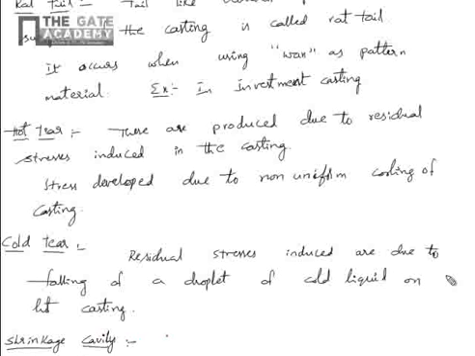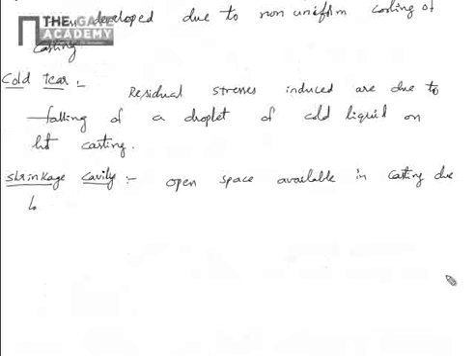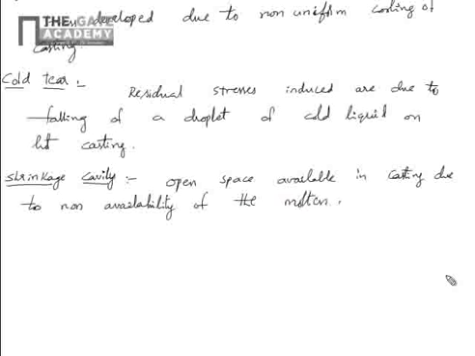Open space available in casting, due to non-availability of the molten metal, for compensating liquid shrinkage, is called shrinkage cavity.